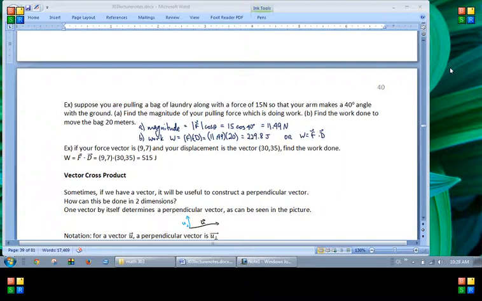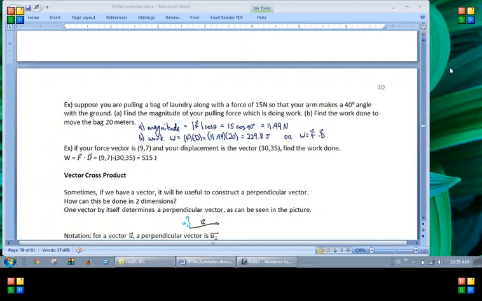Okay, so let's take a look. So let's start with this question. If we have a vector, how do we construct a perpendicular vector? So first, let's talk about this in 2 dimensions. In 2 dimensions, it's easier to draw and it's easier to solve.